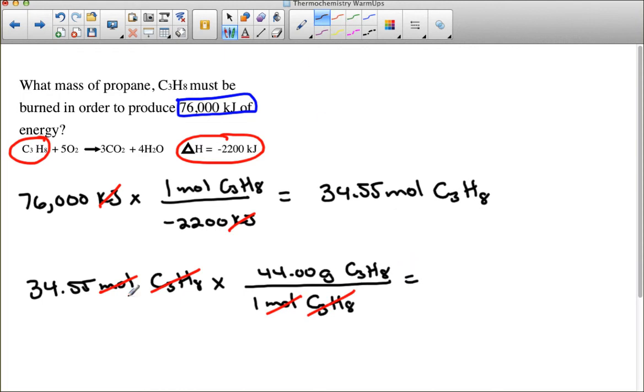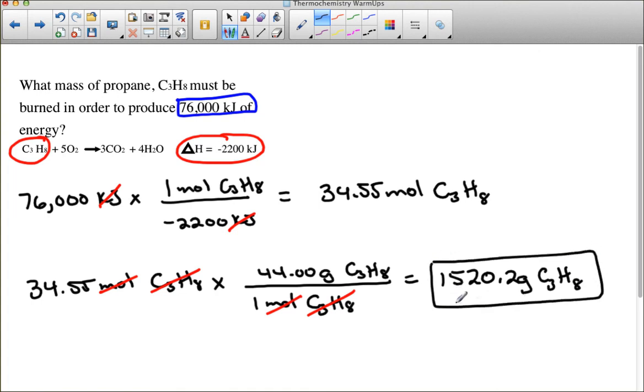So now all I have to do is take my 34.55, and then I'm going to multiply that by the 44.00 grams, and I get 1,520.2 grams of C3H8. So what it means is I'm going to have to burn 1,520.2 grams of C3H8 to produce that 76,000 kilojoules of energy.